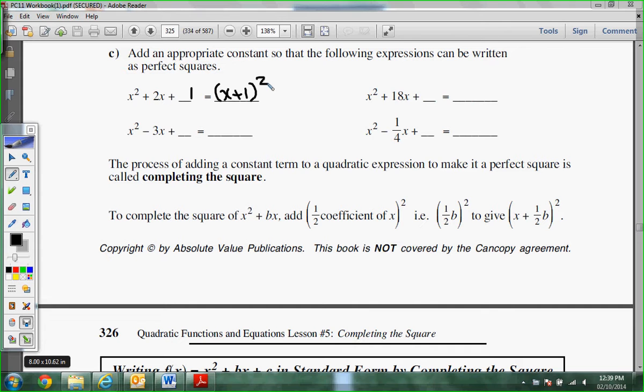All right. Eli, what do you think for the second one on top there? What would that one be? Good, because 18 divided by 2 is 9. 9 squared is 81. So x plus 9 squared. Good. Oh, Kyle, you want to try the negative 3 there? A little bit trickier.